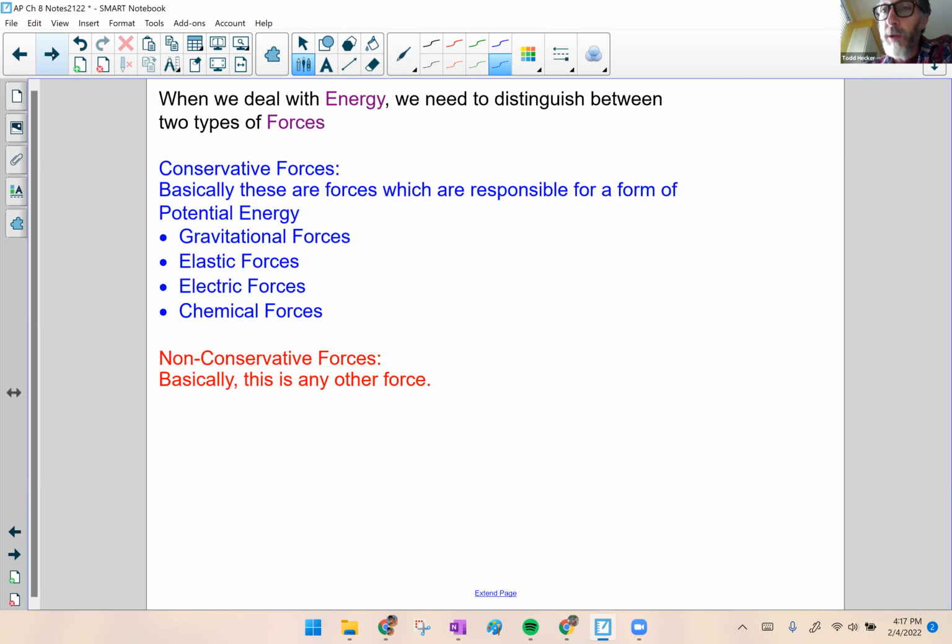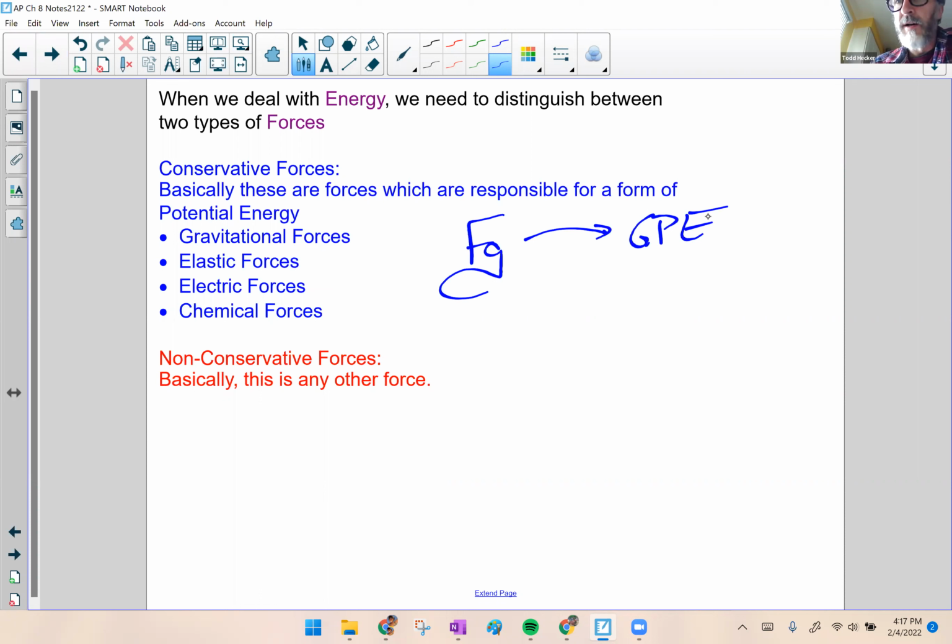When we deal with energy, sometimes a force can do work on an object and that'll change the energy in some way. To figure out how work done on an object changes the energy, we have to decide what type of force it is. There are two types of forces: conservative and non-conservative. Conservative forces are forces that are responsible for a form of energy. Gravity is a conservative force because it is responsible for gravitational potential energy.